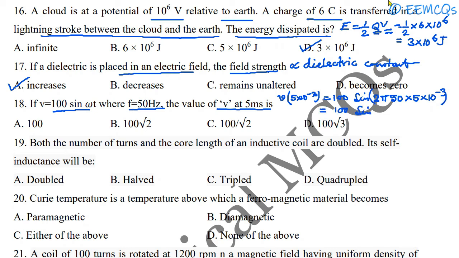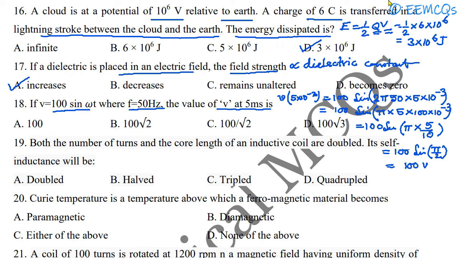Okay, so what you will get here? 100 sine pi into 5 into 100 into 10 to the power minus 3. So this will give you 100 sine pi into 5 by 10. Okay, so that will be 100 sine pi by 2. Sine pi by 2 is 1. So that will be 100. Means the value of the voltage at 5 millisecond for the given sine wave will be 100 volts. Okay, so option A here is the correct answer.